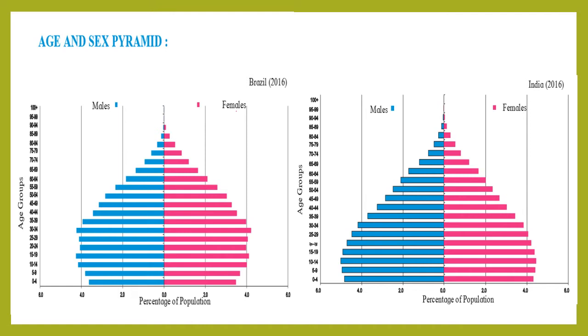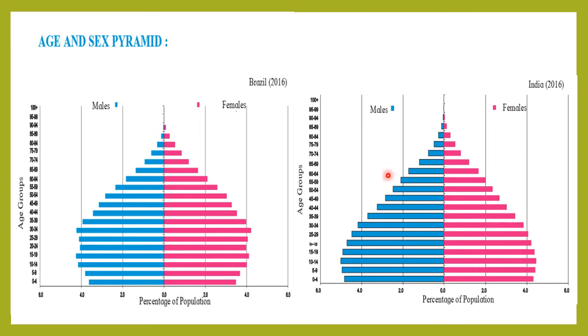When the entire population is divided into different age groups, it is called age structure. This graph is a different type from the other graphs. You can see the blue lines show the male population and the pink lines show the female population, and this is a graph of Brazil.